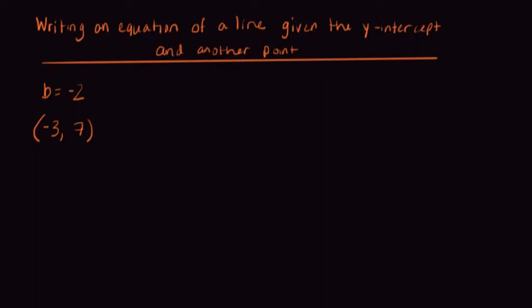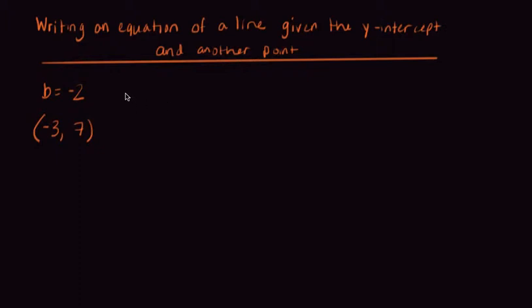I want to talk now about writing an equation of a line given the y-intercept and another point. So if you have the y-intercept and you have another point and you want to write the equation of the line, there's actually two ways to do this. And I want to show you both ways.